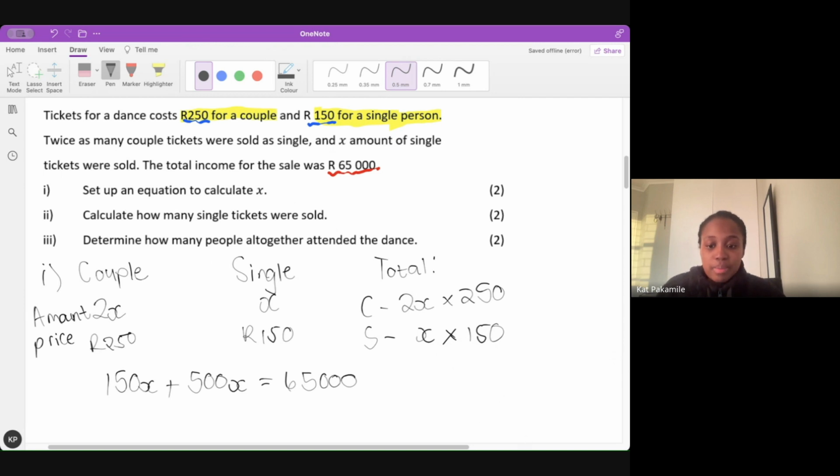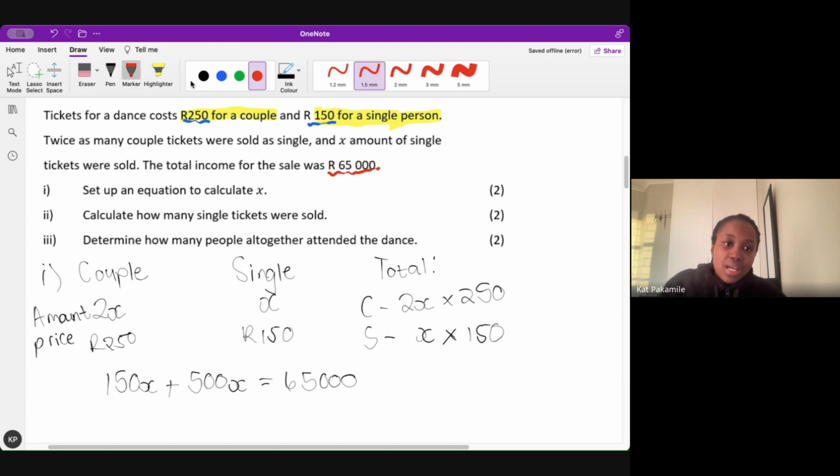So, are we with me, guys? Tickets priced at 150, and X of them sold. So in total, how much did you make from singles? X times 150. For couples, 2X times 250. So in total, it is 500X, because you have to say 250 times 2X. Now we have like terms over here.